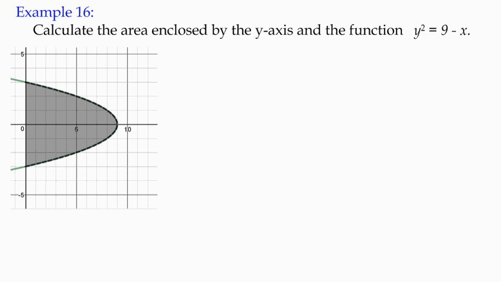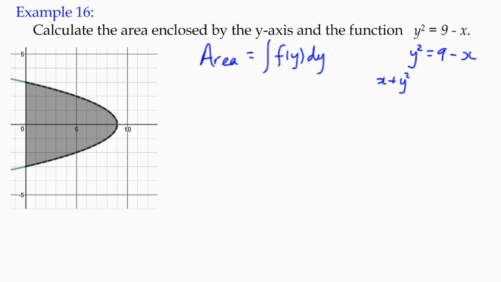So there's a couple of things we've got to remember. First of all, the area that we might be looking for has to be the integral of f of y dy. So we need to make sure that we've got our function in terms of y. Now that means y on the right hand side. So if we've got y squared equals 9 minus x, then we want x equals... if you add x to both sides, x plus y squared equals 9, so x equals 9 minus y squared.